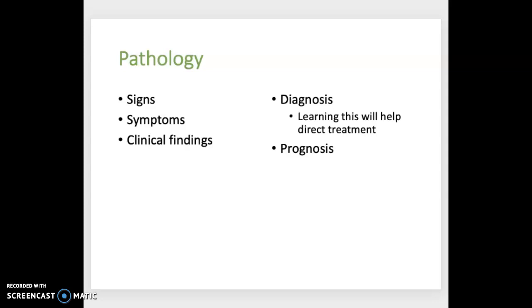Symptoms are subjective indicators reported by the patient. So these are things that cannot be seen by another observer. These are things that the patient feels, like pain or nausea. Clinical findings are the results of medical procedures like lab tests and x-rays that are performed on the patient.